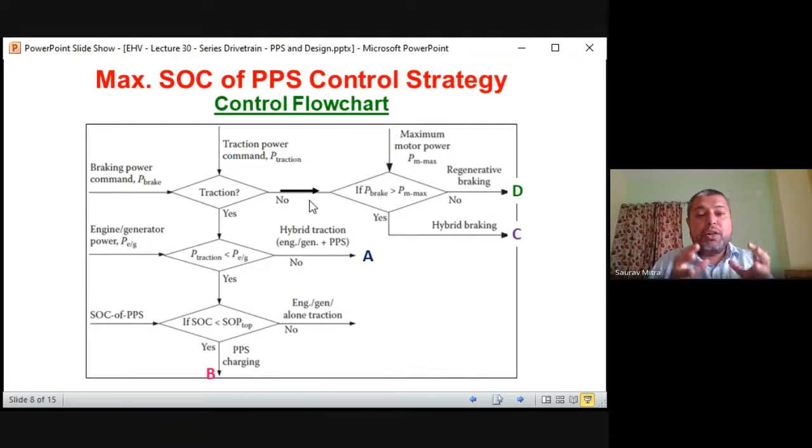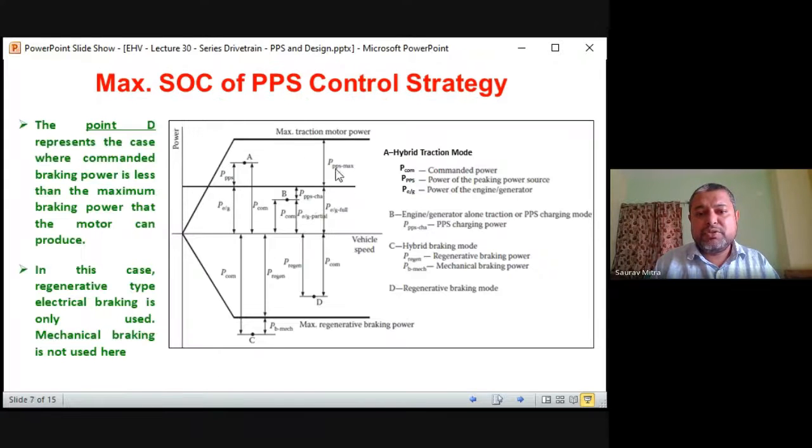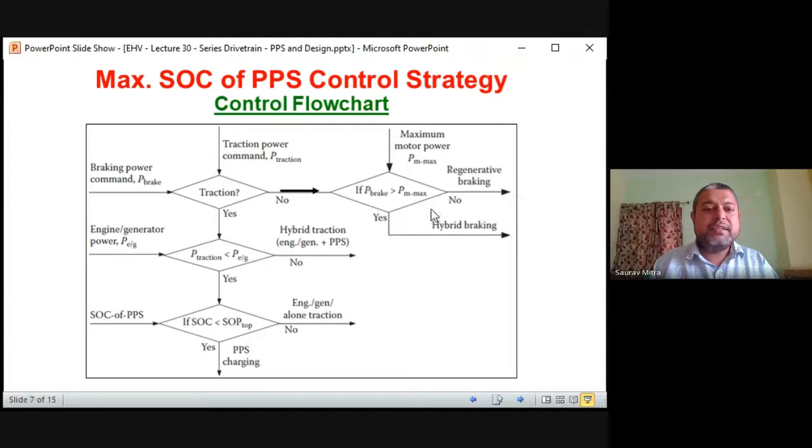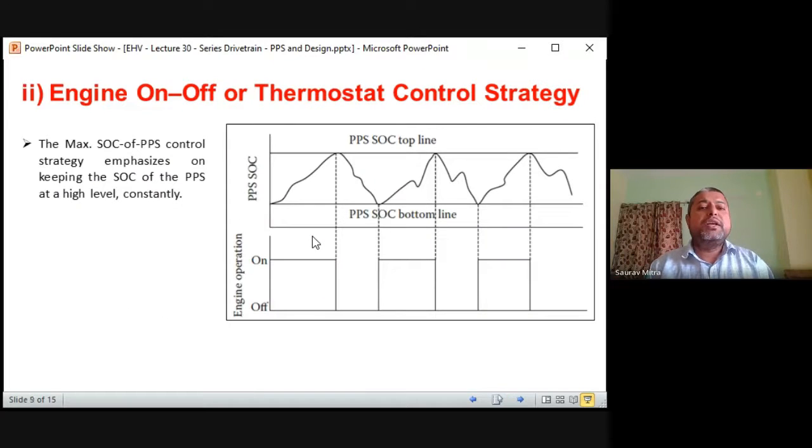That is the whole schematic diagram of series type of hybrid electrical drivetrain. So that is one diagram. Then this previous diagram, whatever is shown here, ABCD, this diagram, and then this flowchart. So all these things together you have to draw, and you have to explain all this four ABCD strategy. Now after this, we will go for engine on off or thermostat control strategy.